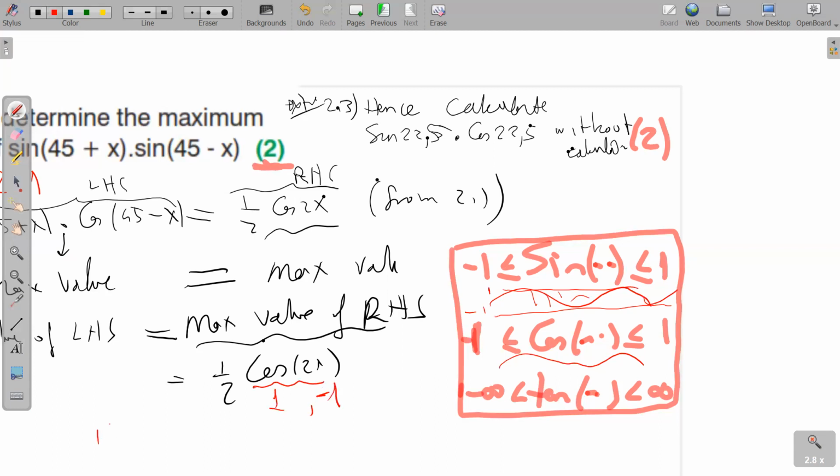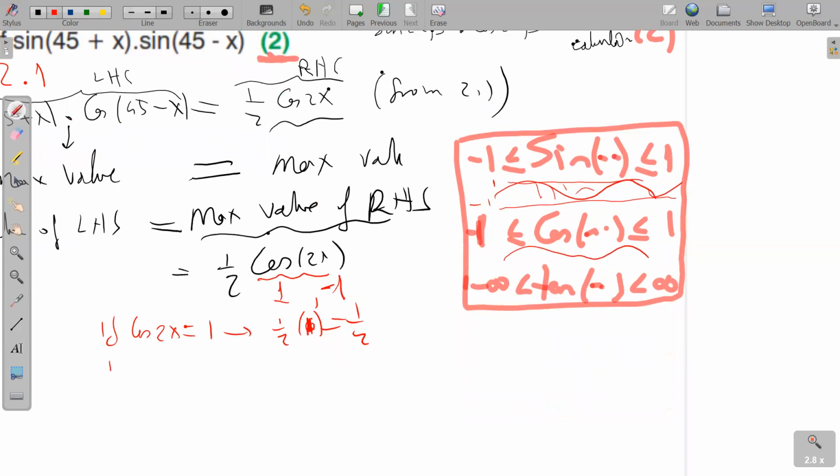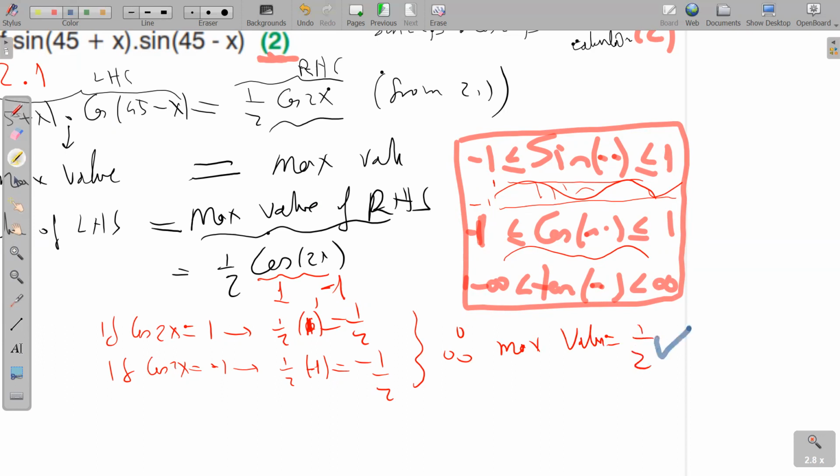Just replace them. If cos 2x is 1, then 1 over 2 times 1 is 1 over 2. That is enough because they didn't ask for the minimum value, but if I did find it, 1 over 2 times -1 is minus 1 over 2. So the maximum value. Which one gets marks? The answer 1 mark, and substitution 1 mark, but -1, no, we didn't need it.